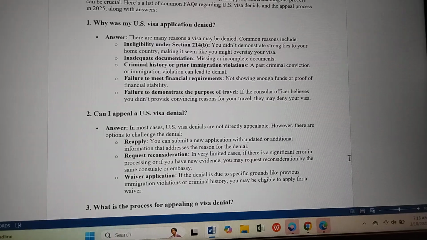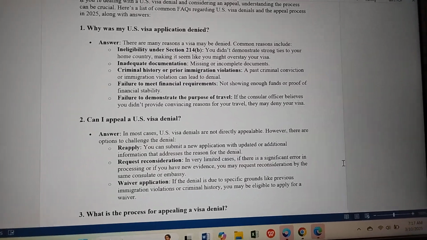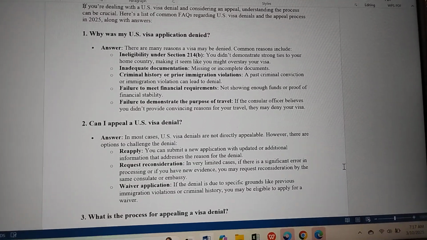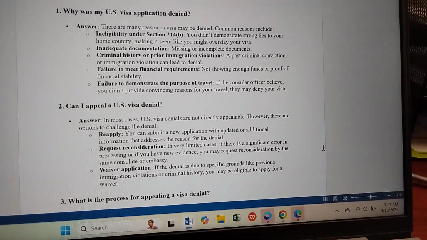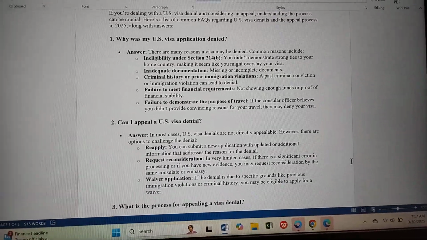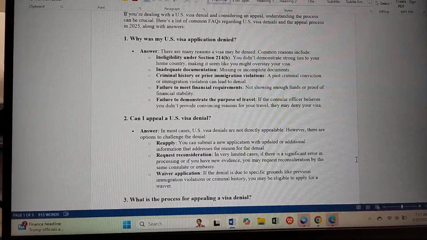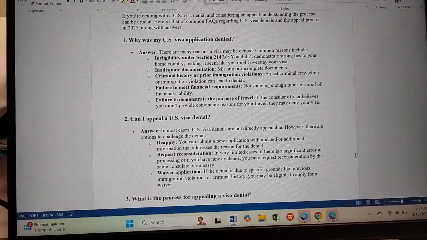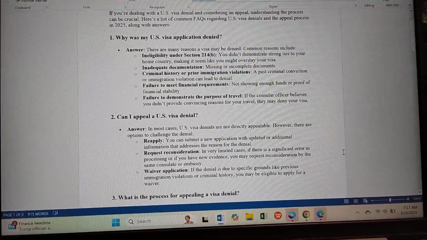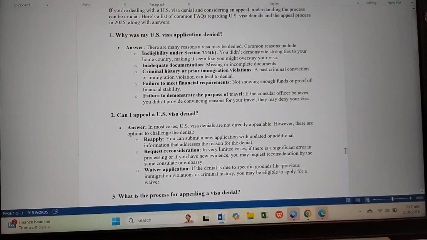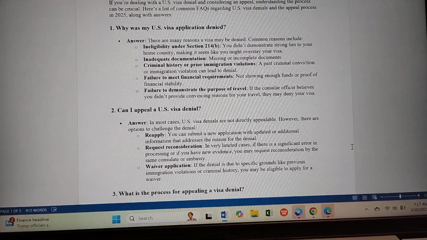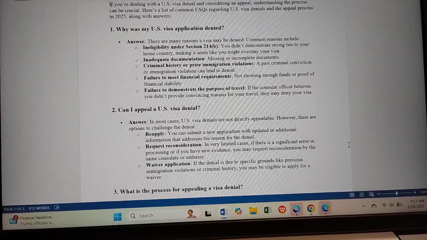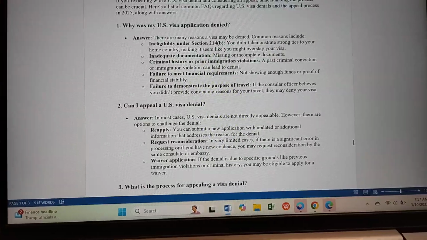Inadequate documentation. Missing or incomplete documents can also make your visa be denied. So while you prepare for attending a US visa interview, ensure that you have adequate documents. Criminal history or prior immigration violation. A past criminal conviction or immigration violation can lead to a US visa denial.